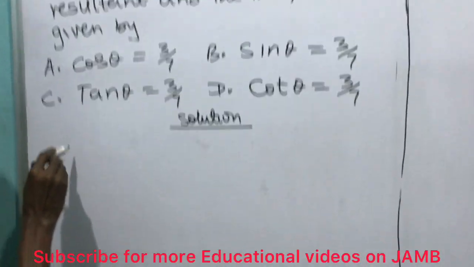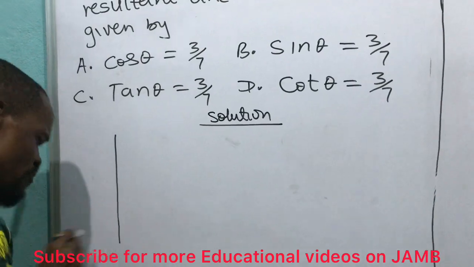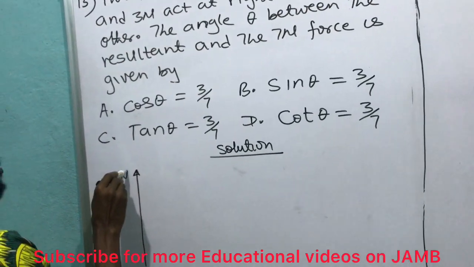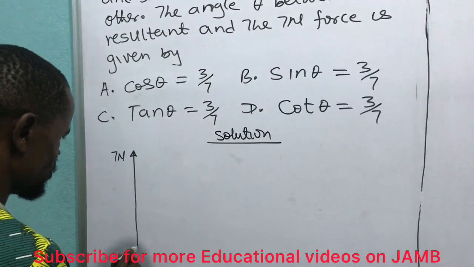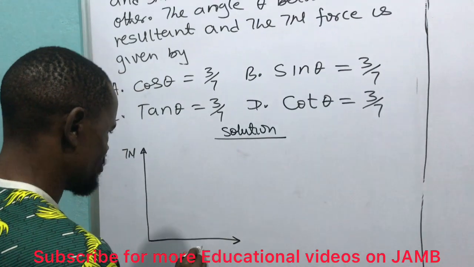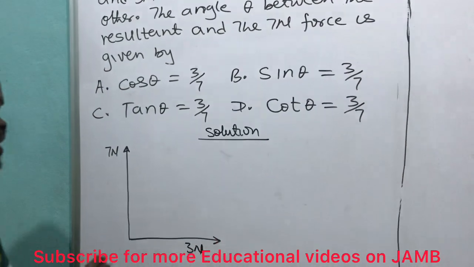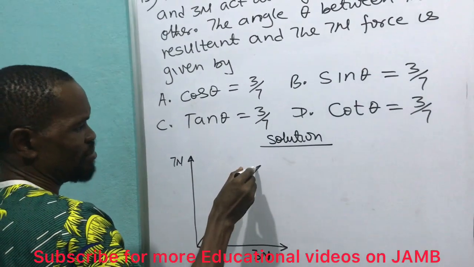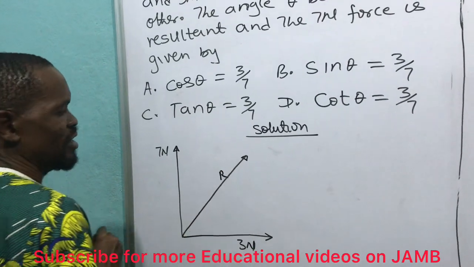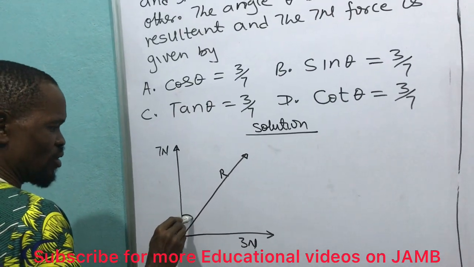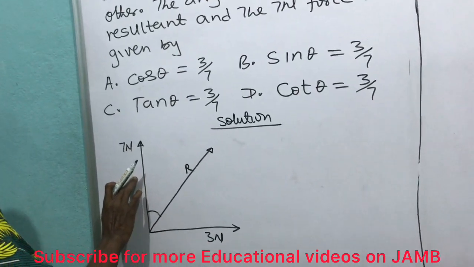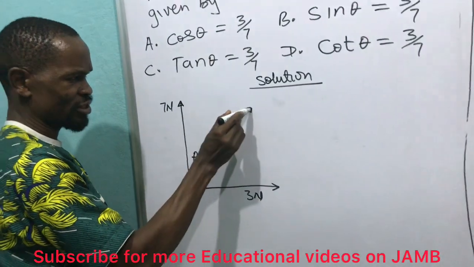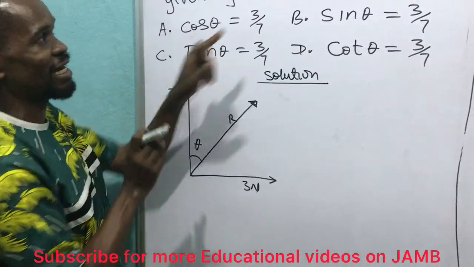What they said is 2 forces. That force, I call this one F, I call it 7 newtons. And the second force is 3 newtons. Then my resultant force moves from this point. That's my resultant force, I call it R. And this R makes an angle between the resultant force and this 7 newtons. I call the angle theta. That is the angle between the resultant force and the 7 newtons.